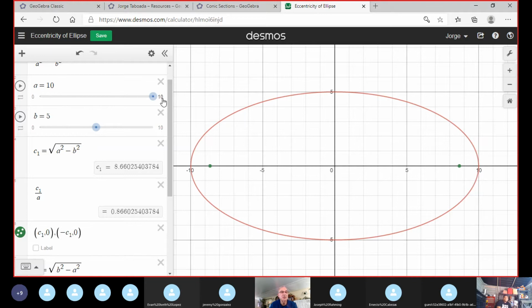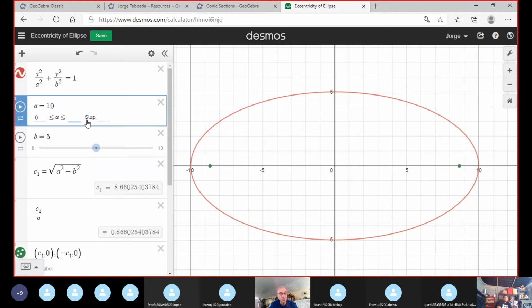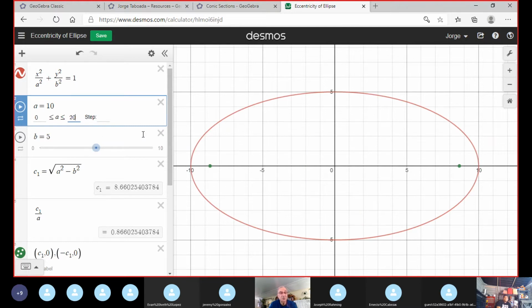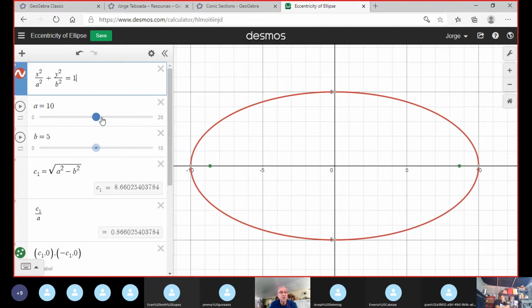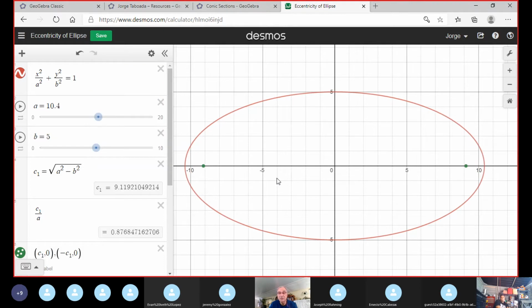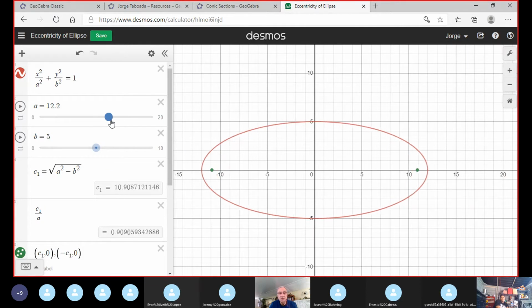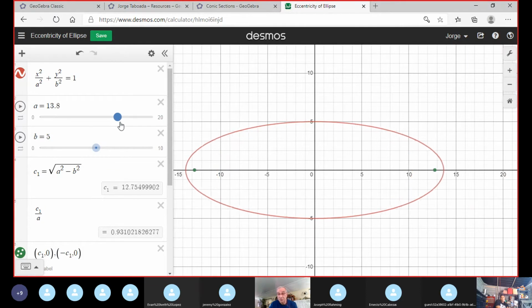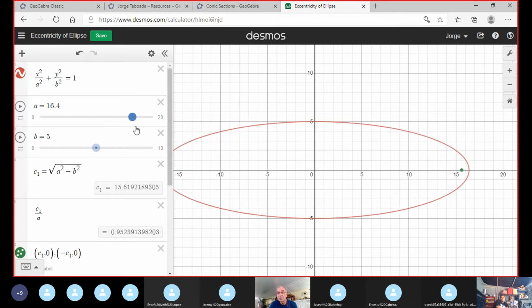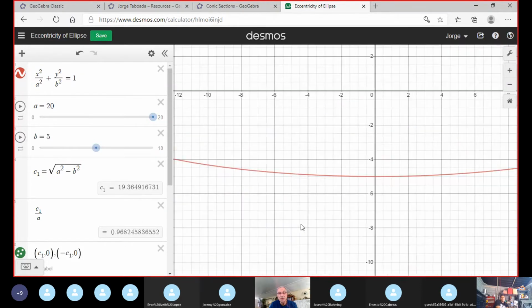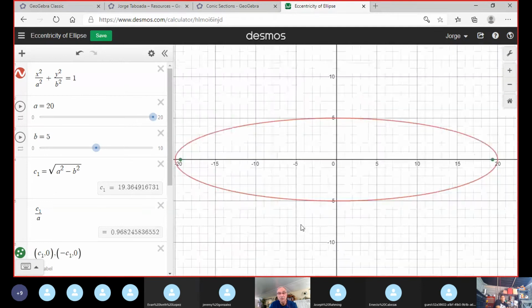In this case, I click here. I put 20, maybe. So I increase it more. Look at the effect. It's more stretching, no, but you see that the focus approaches the vertex, and the eccentricity is close to 1. Okay, so eccentricity gives me one piece of information: how flat and how rounded.